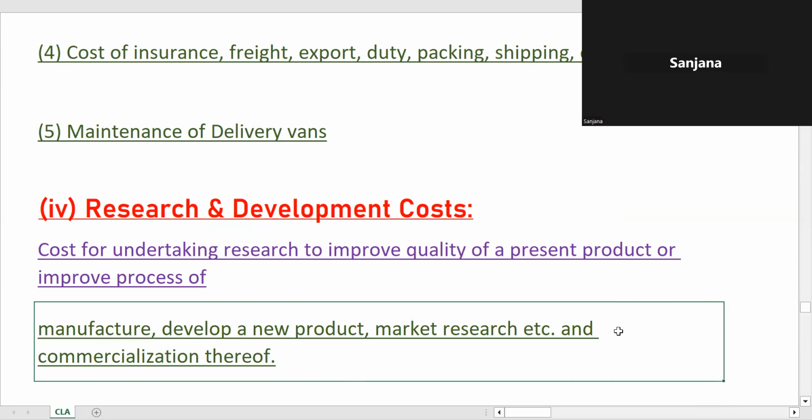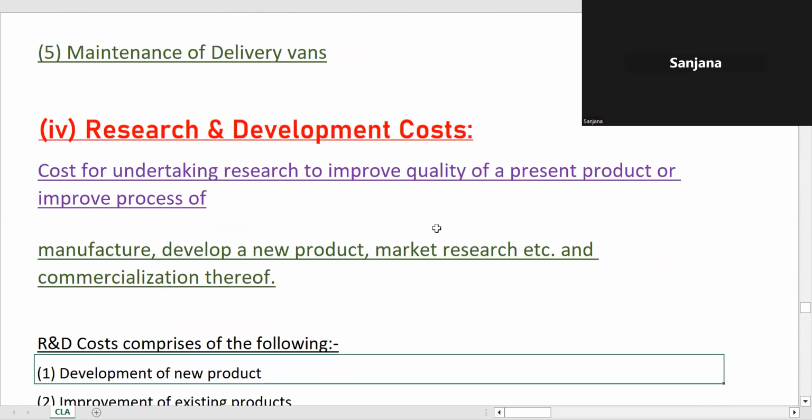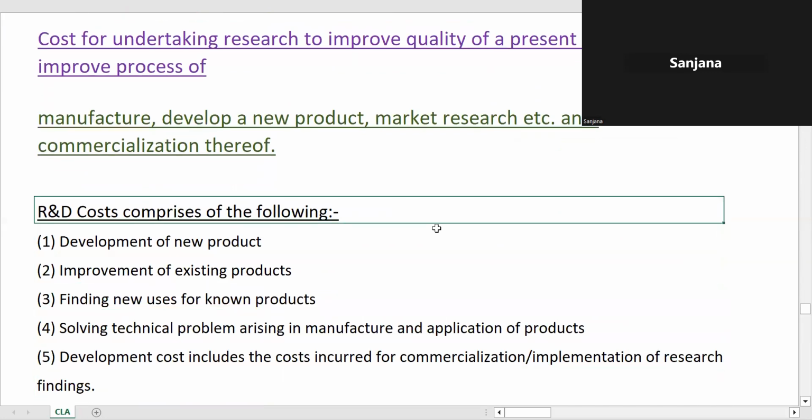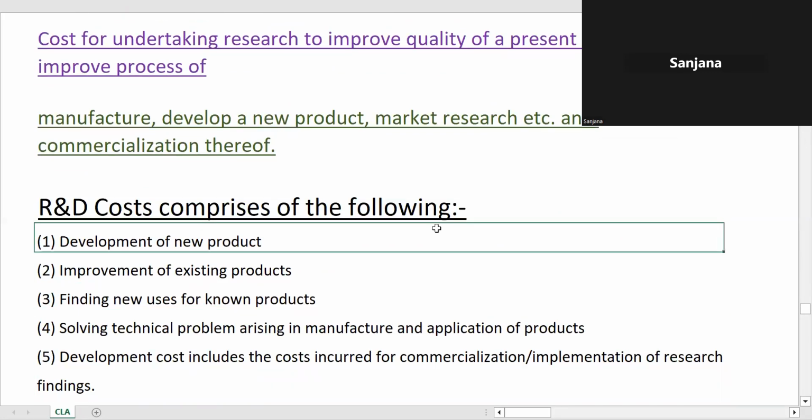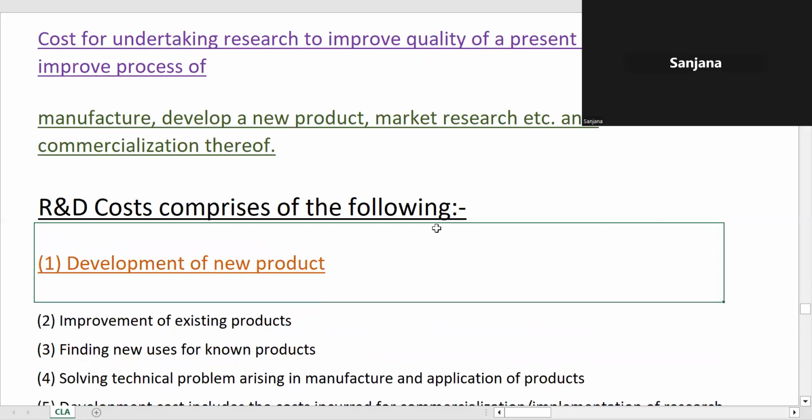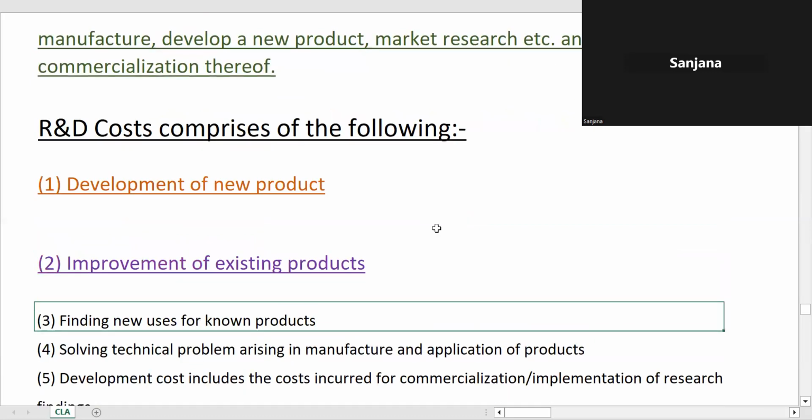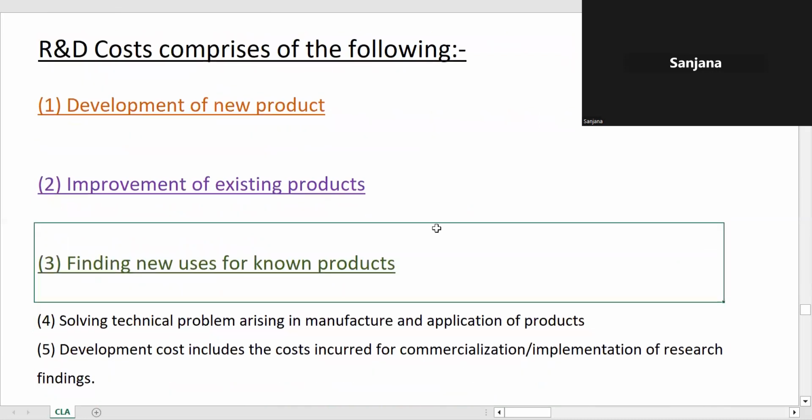Commercialization means that once you get the results of research, then you have to apply it to reality. So the implementation part is actually called development. Some examples of R&D: development of a new product, improvement of existing products, finding new users for known products. This is also research, finding new users for a known product.